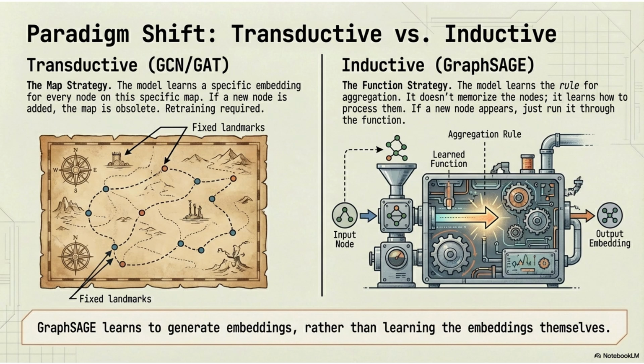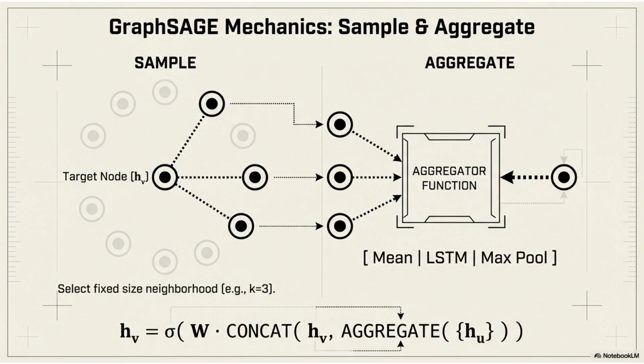Some of the limitations of graph sampling and aggregation are: first, sampling may lose information; second, hyperparameter sensitivity; and third, slightly complex implementation. Some of the applications are recommendation systems, large-scale social networks, e-commerce personalization, and fraud detection. Here we are showing the graph sampling mechanism, sample and aggregate.